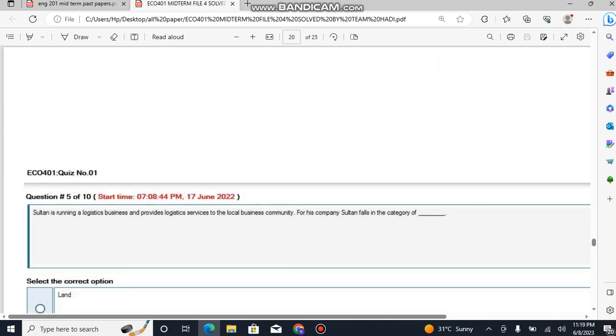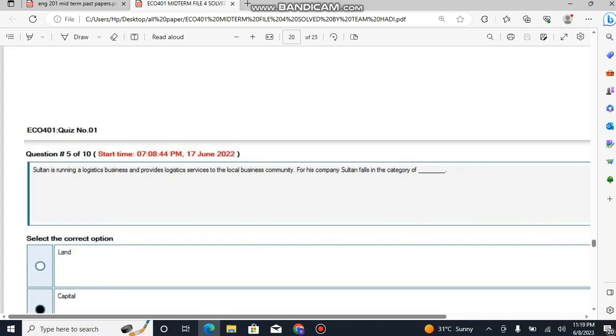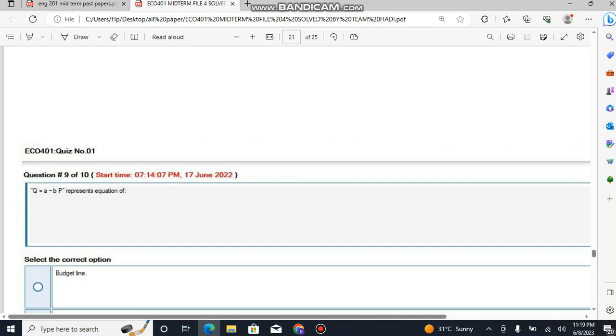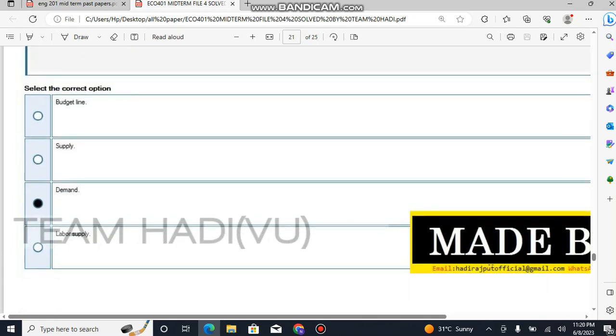Sultan is a logistics business and provides logistics service to the local business community. For this, the company's truck falls in the category of capital. Q equal A means BP percentage of the demand.